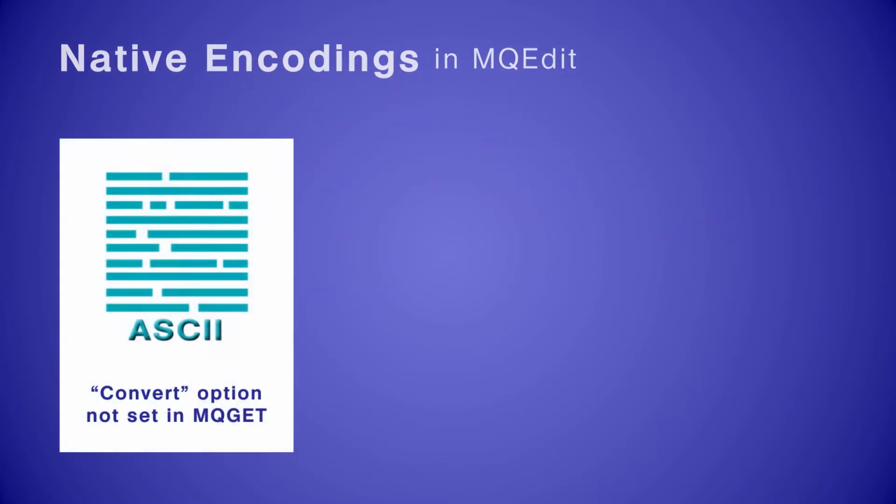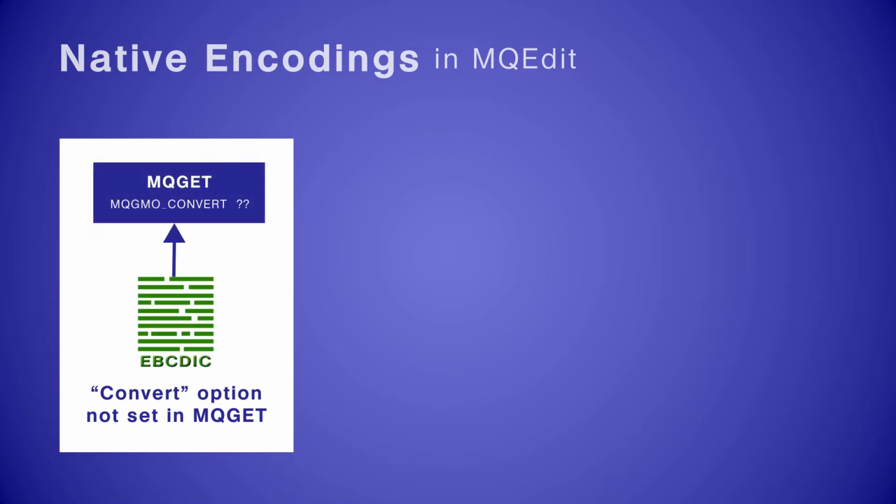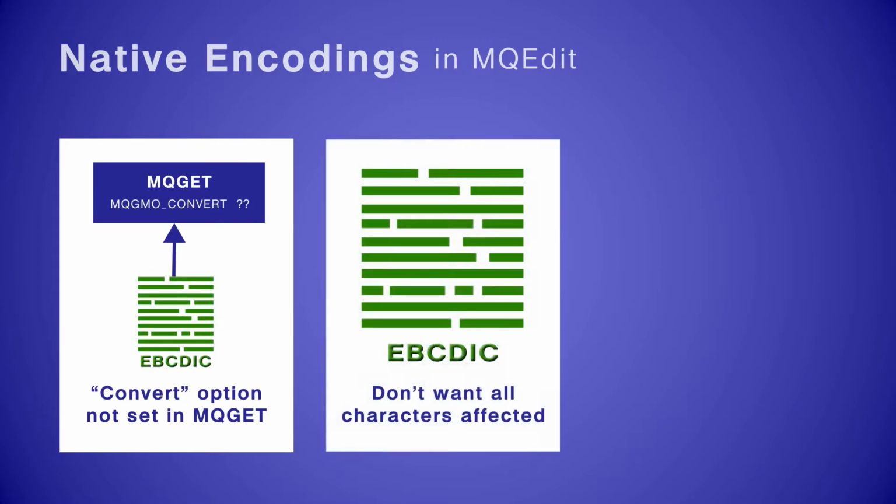Firstly, you can't be sure whether the application that will consume this message is using the convert option in its MQGet, so leaving it in the same code page as before you edited it is prudent. Secondly, you only want the characters you are editing to be the ones affected by your change. Converting the message prior to editing would affect every character in the message. If the code page is not set accurately in the MQMD, this could corrupt some characters.